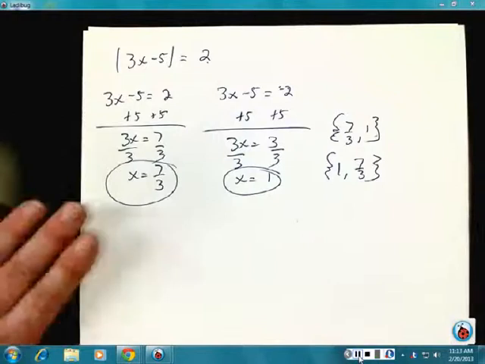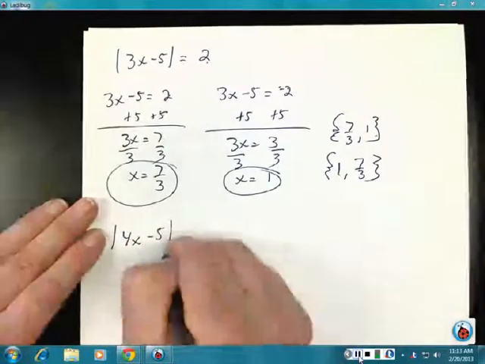What about this one? Absolute of 4x minus 5 is equal to a negative 6.